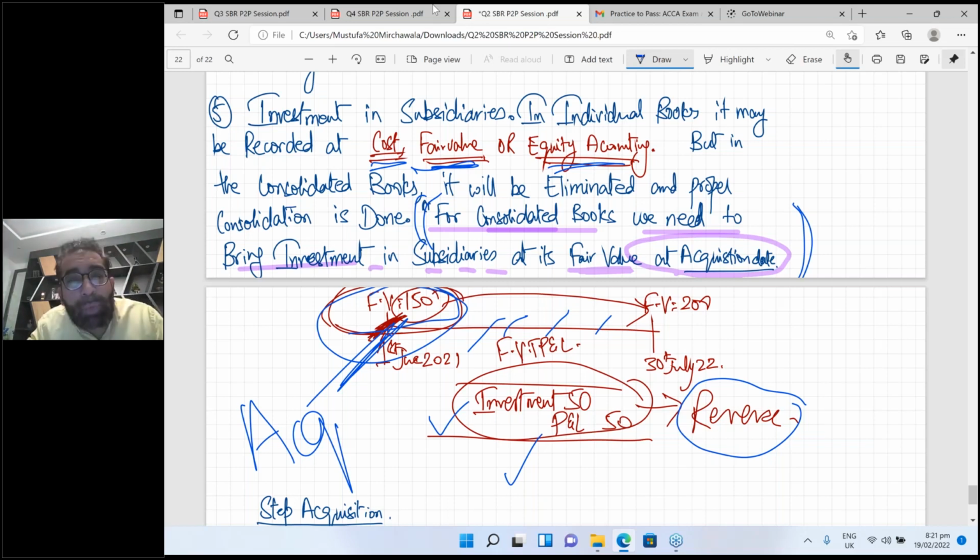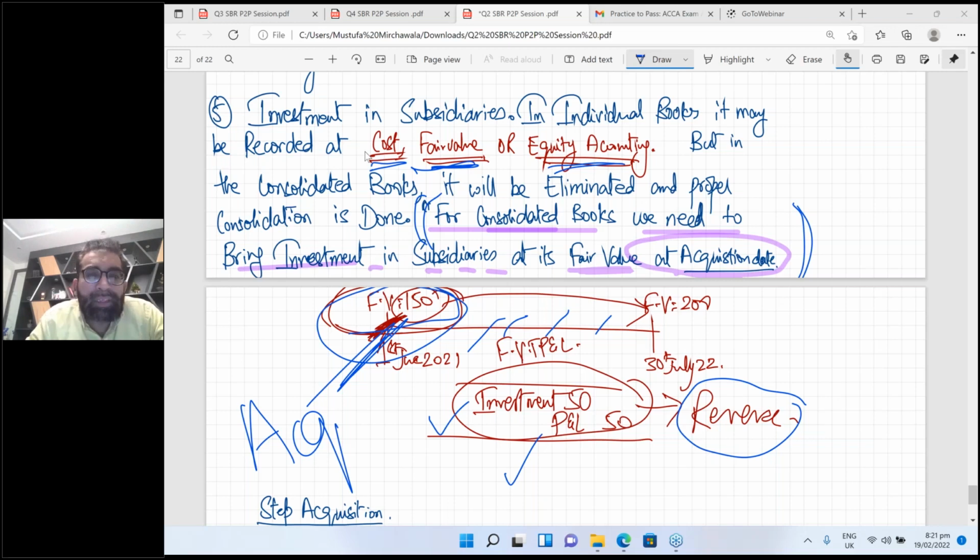Otherwise, you know what will happen? Two parallel accounting will work in consolidated books. In consolidated books, you will be booking the gain on shares, as well as recording the profits of the complete subsidiary. So this will be double accounting. So first, you need to reverse the fair value gains or losses if you have recorded them after the acquisition date. Have you got it?